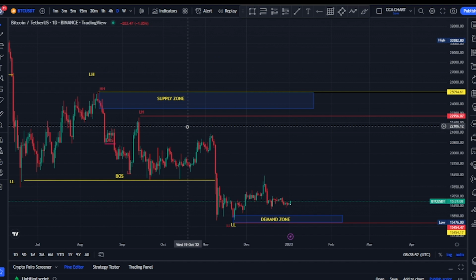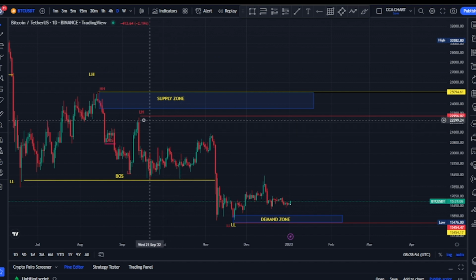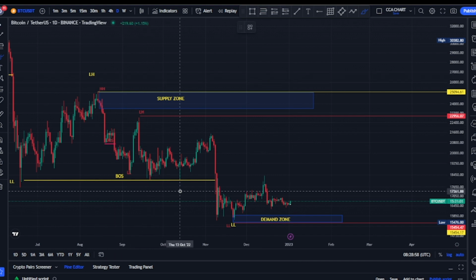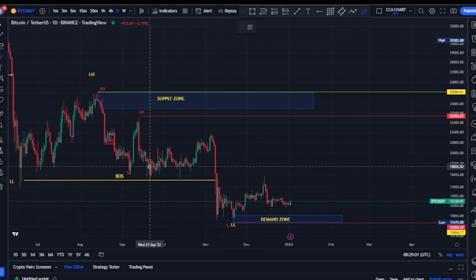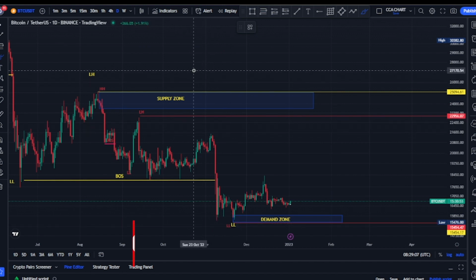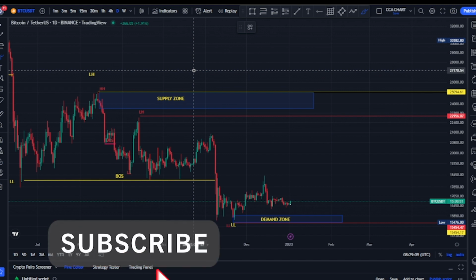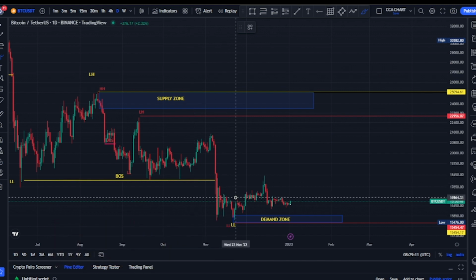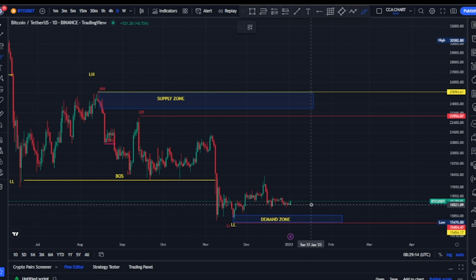So guys, on our major structure, the most recent break of structure we saw was a break of structure to the downside. We saw the bears break structure to the downside and take price back down to this point. And guys, remember in our previous video, after every break of structure, we should expect a pullback. So currently, we're expecting a pullback.